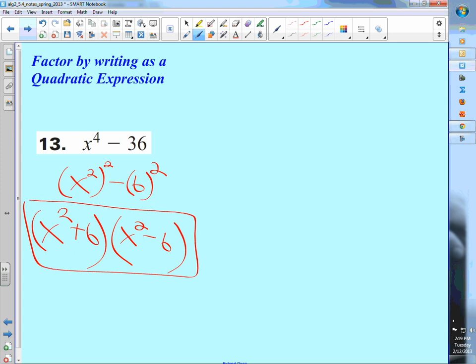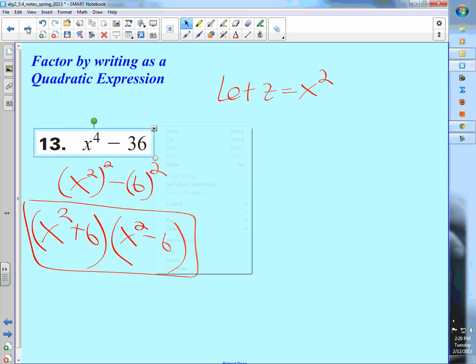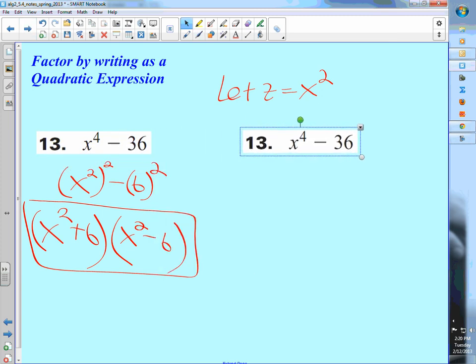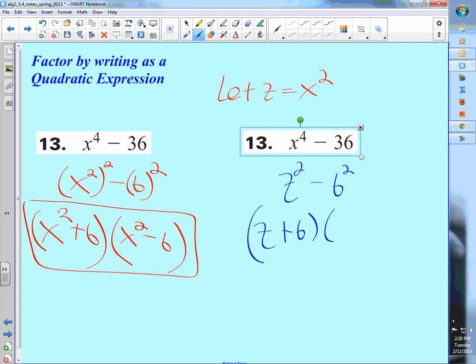The other way to do it when it's not quadratic is to turn it into a quadratic. You could say, let's let z equal x squared. Let's pretend that z is x squared. If z is x squared, and I wanted to rewrite this problem with z's, how would I rewrite that? So this would be z squared minus, and it's still 6 squared. So it factors to z plus 6 and z minus 6. The difference of two squares, it's obvious.